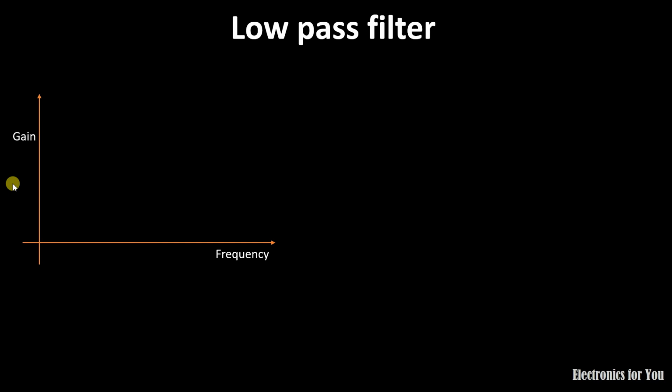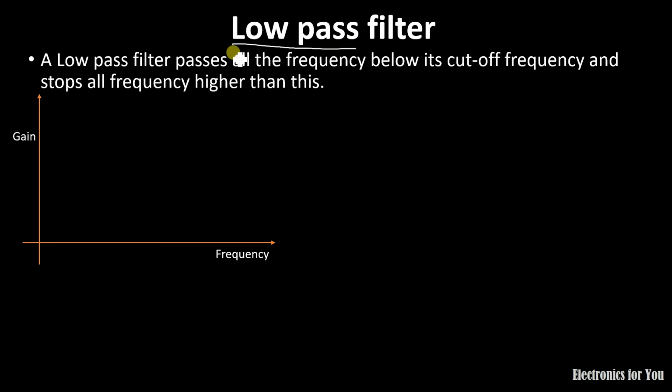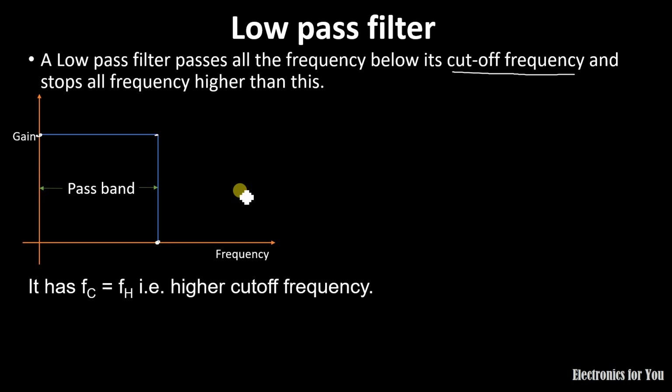The first one is the low pass filter. As it has the name low pass, it means that it will allow lower frequencies and block the high frequencies. But what will decide it? It will be decided by the cutoff frequency. So here you can see that this range of frequency is allowed. It means that we are getting some output here, and therefore this range of frequency is allowed. So this is called pass band, and here we will not get any output. This is called stop band.